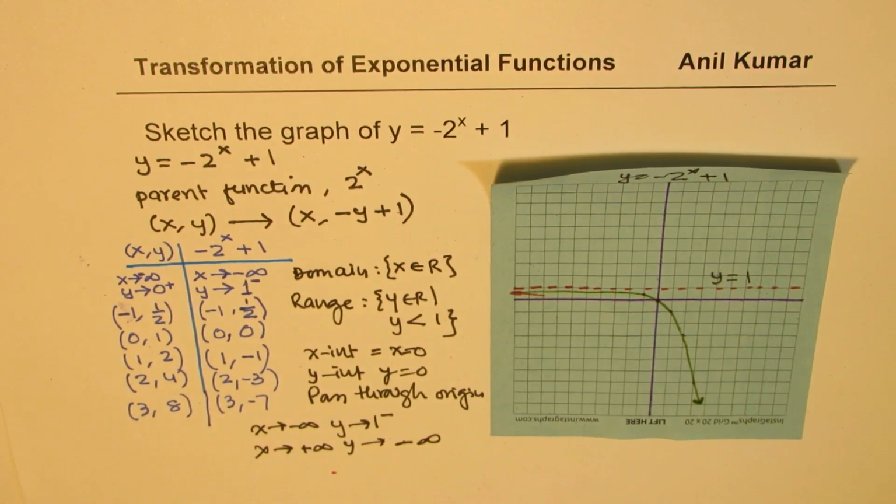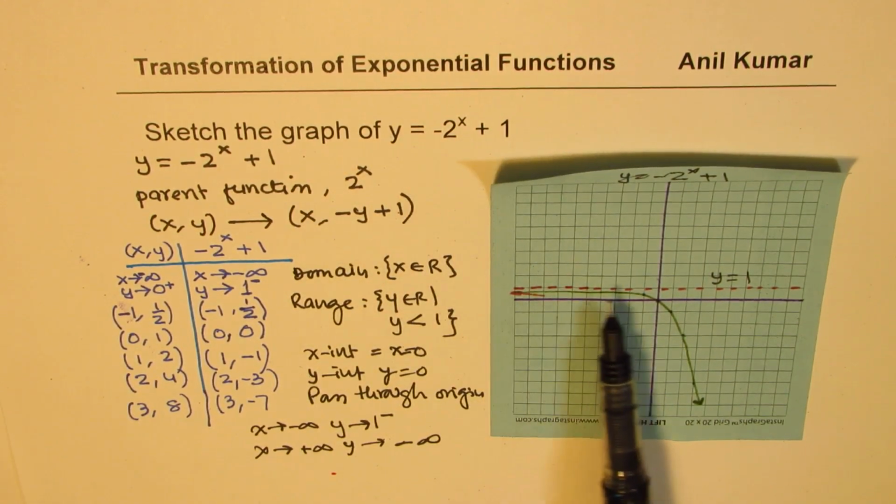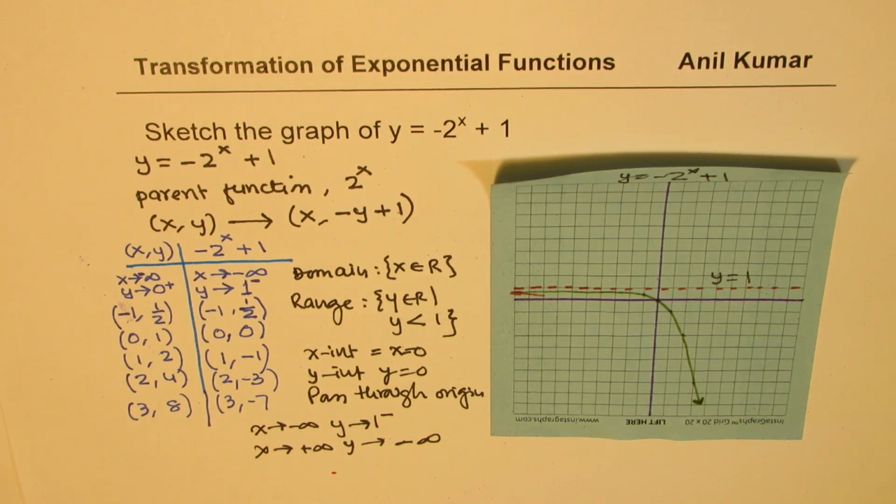So that is how you are going to describe the characteristics if you are asked for, right? In this case, we just need to sketch. So that graph in green is the right sketch. So I hope that makes sense, right? Now let's take up another example on exponential functions sketching.